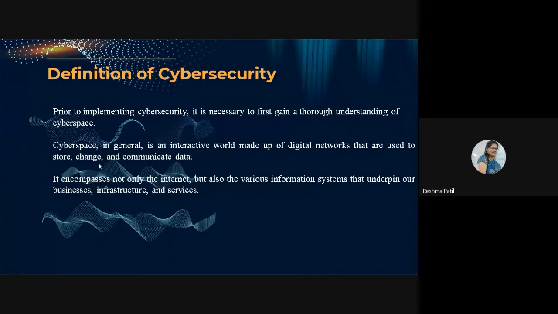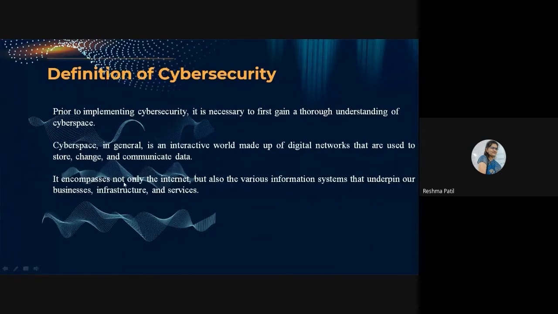What is cyberspace? Cyberspace in general is an interactive world made up of digital networks. As we have a physical connection, there is a digital connection for this world that is used to store, change, and communicate data. So, cyberspace in general is an interactive world made up of digital networks that are used to store, change, and communicate data. So, remember this definition.